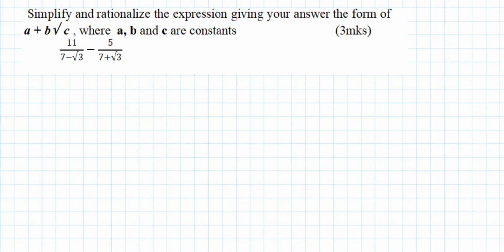So here in our second question, we are told, simplify and rationalize the expression, giving your answer in the form a plus b root c, where a, b, and c are constants. So as we did in the first question, first of all, we get the LCM of the two denominators, where it's the product of the two. So we take 7 minus root 3 multiplied by 7 plus root 3.